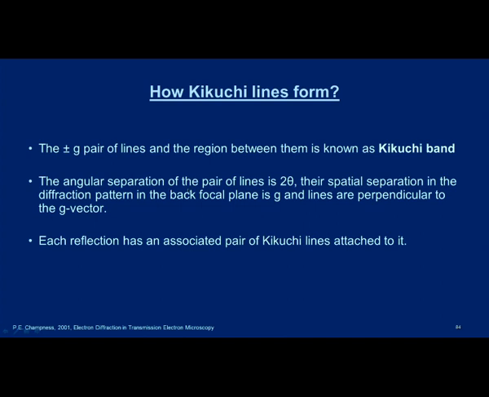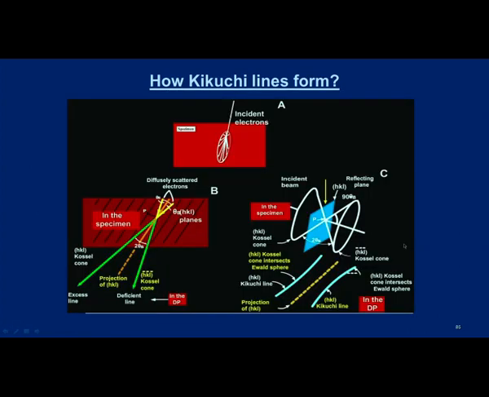The angular separation of the pair of lines is 2 theta, their spatial separation in the diffraction pattern in the back focal plane is G, and the lines are perpendicular to the G vector. Each reflection has an associated pair of Kikuchi lines attached to it. So, this is a schematic, you can look at it and appreciate what we are now talking about.